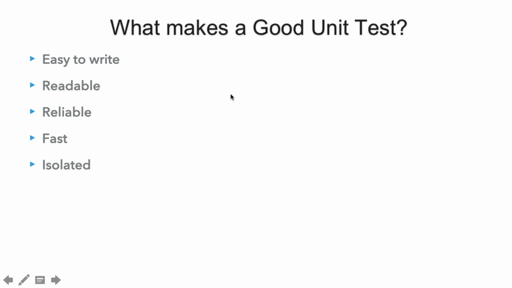So therefore, whenever you want to unit test a particular class, that class should be isolated from the external factors so that we can test that class by our unit test, and those unit tests are running fast, they are reliable, readable and easy to write. So friends, these are the few characteristics of the good unit test.